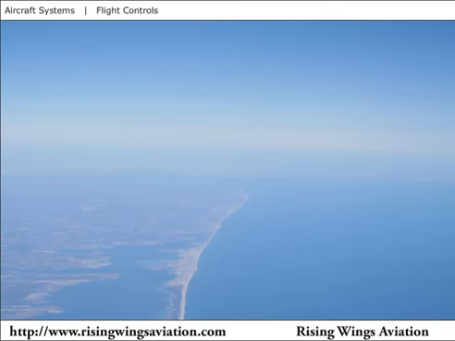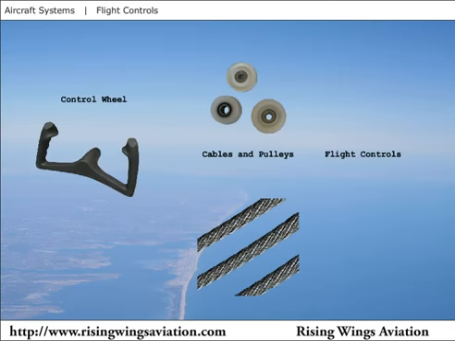In most small airplanes, the ailerons, rudder, and elevators are connected to the airplane's control wheels mechanically through cables and pulleys.